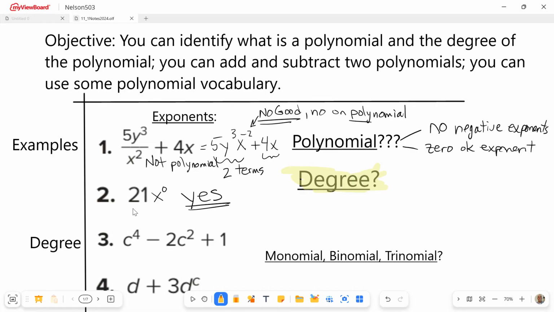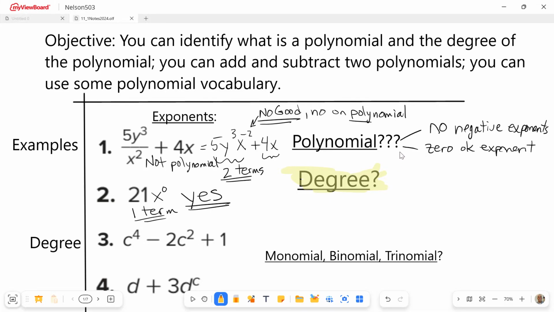So let's put that down. This one had 1 term. Remember that phrase right there: 2 terms, 1 term. We're going to get down here for this vocabulary in just a second. Oh, well, look at this one. This one doesn't even have an x. Does it matter what letter we're using?